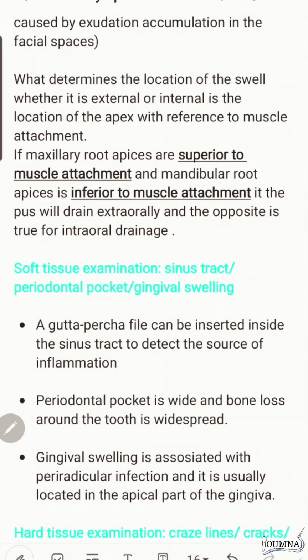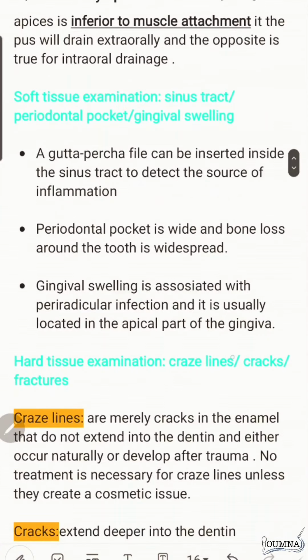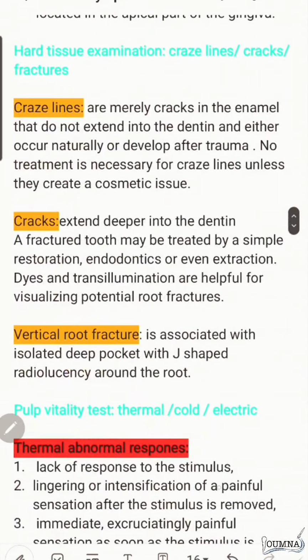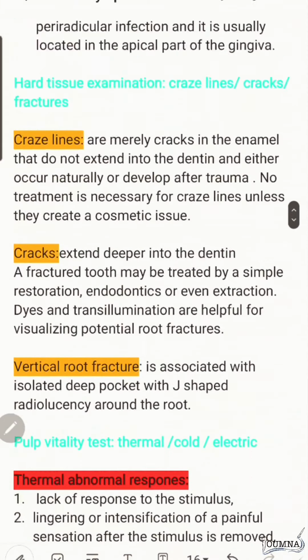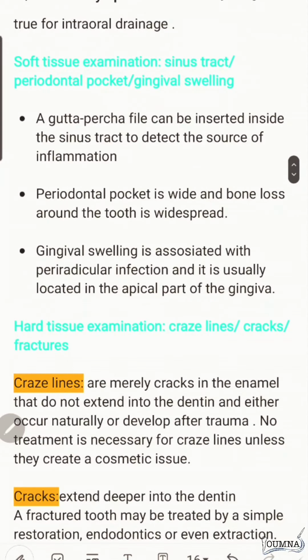Then we go with our intraoral examination. We examine the soft tissues and we examine the hard tissues, which are the bone and the tooth. Then we do the pulp vitality test. For our soft tissue examination, if we detect any sinus tract, a gutta-percha file is inserted inside the sinus tract and a radiographic picture is taken.